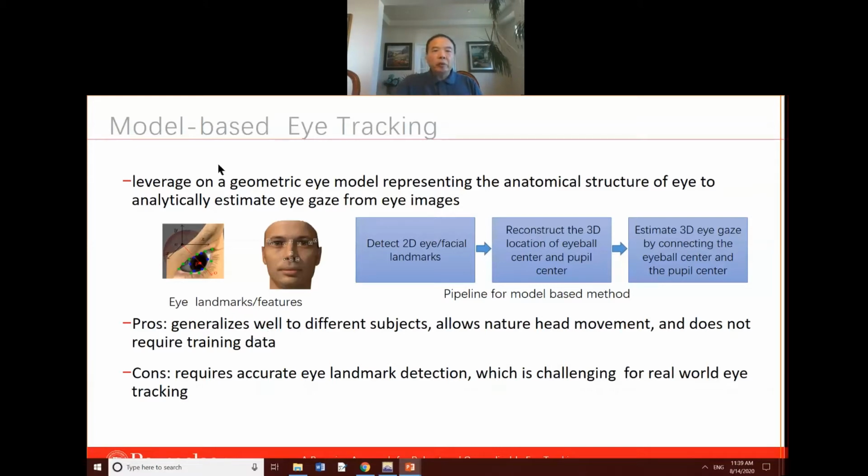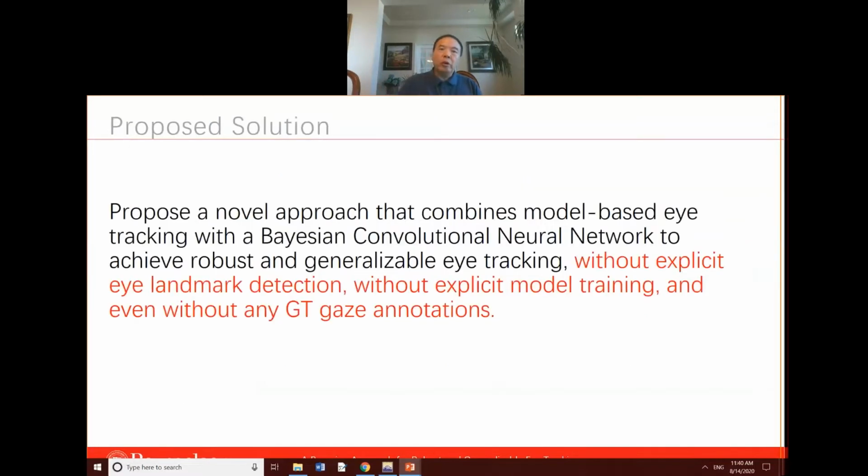The benefits of model-based eye tracking are that it can generalize well to different subjects, it allows natural head movement, and it does not require any training data. However, model-based eye tracking is highly sensitive to errors in eye landmark detection. Any perturbation or inaccuracy in eye landmark or facial landmark detection could lead to significant eye gaze estimation error. So the goal of this research is to overcome the limitation of the existing model-based approach while retaining its strengths.